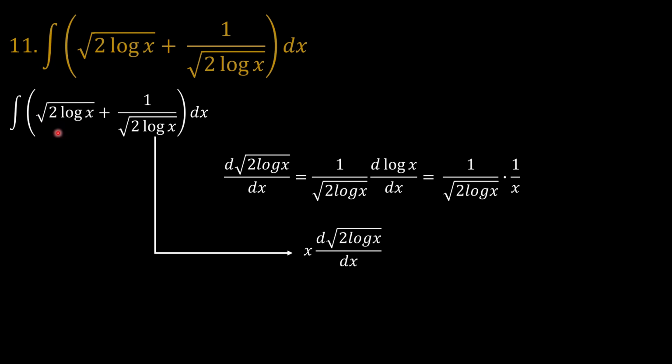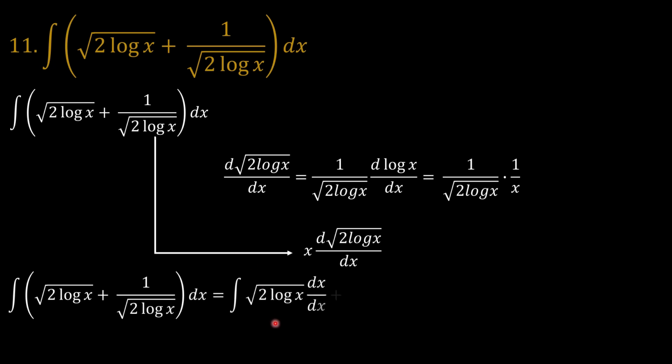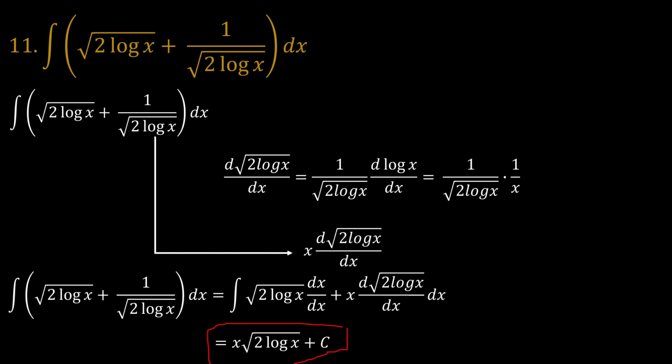And then the first component there is the same as square root of 2 log x times 1, which is square root of 2 log x times the derivative of x. So essentially we can express our integral as the integral of the square root of 2 log x times dx plus x times the derivative of square root of 2 log x. And so what is inside the integral here is the same as the derivative of the product of x and square root of 2 log x. And so when you integrate the derivative, you get the answer: x times the square root of 2 log x plus the constant. And this is our answer. As simple as that.